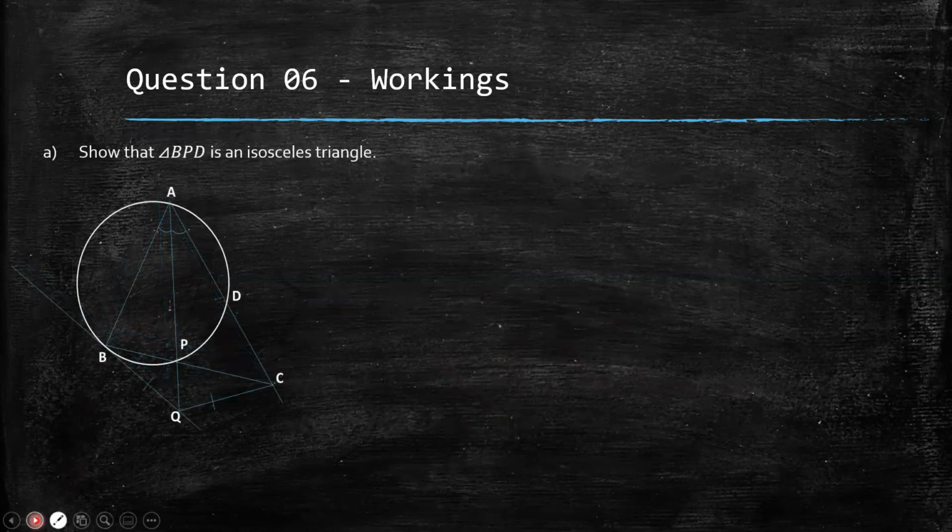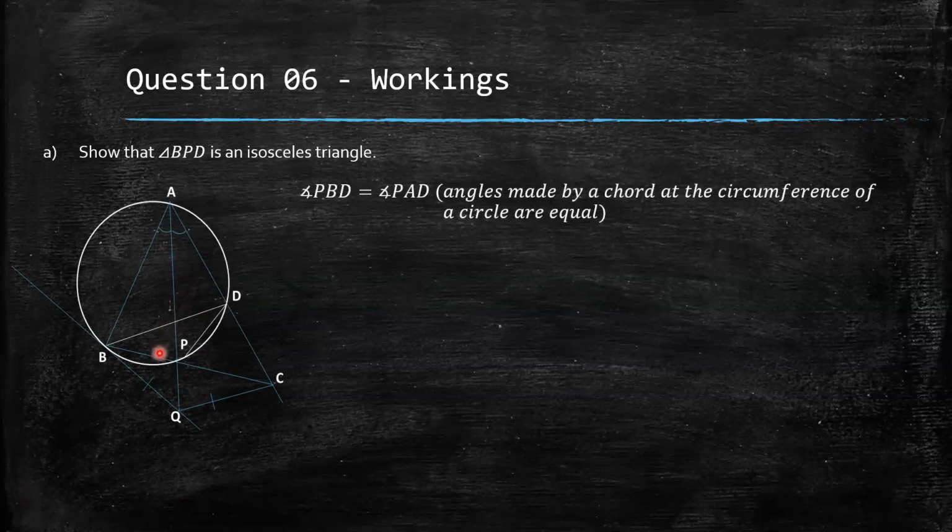Now we need to show that the triangle BPD is an isosceles triangle. So, which is our triangle BPD? We need to connect it. So, let's connect. So, this is our BPD. Now, we know that PBD, this angle is equal to PAD. Right? PAD. Now, you know this PD is a chord.